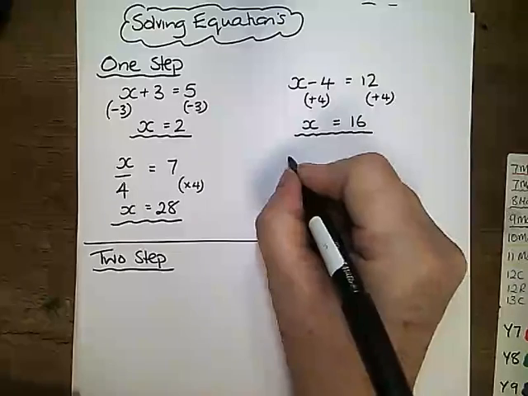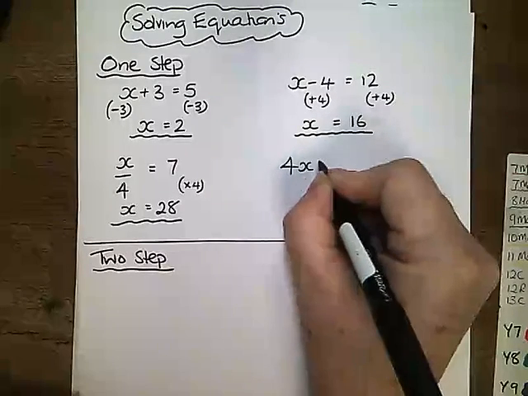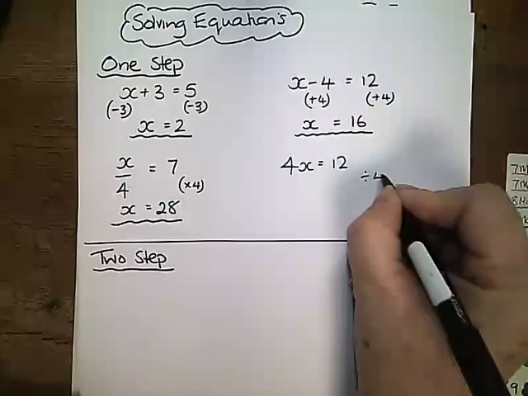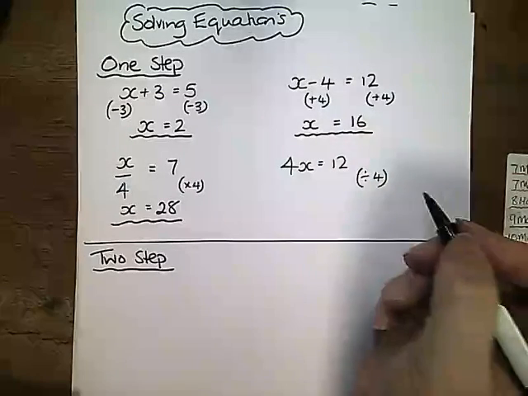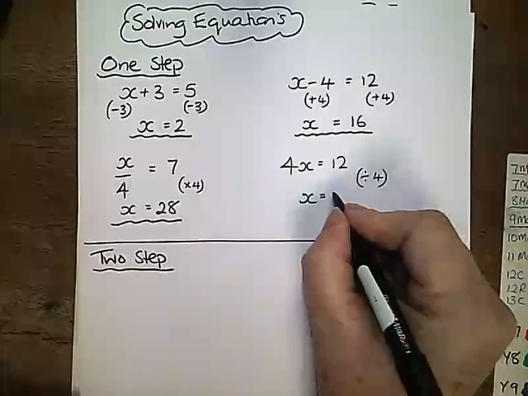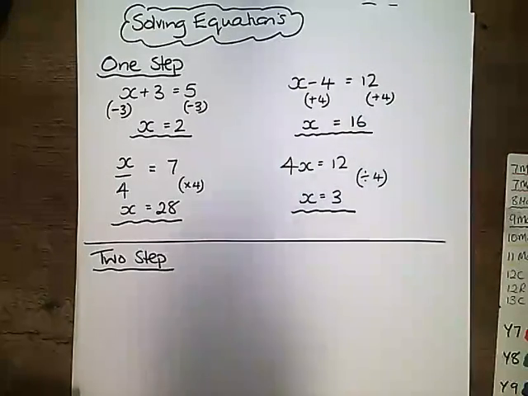And finally, if we had a multiple of x, so 4x is equal to 12, we divide both sides by the number in front of the x. In this case it's 4, leaving us with 1x, and 12 divided by 4 is 3.